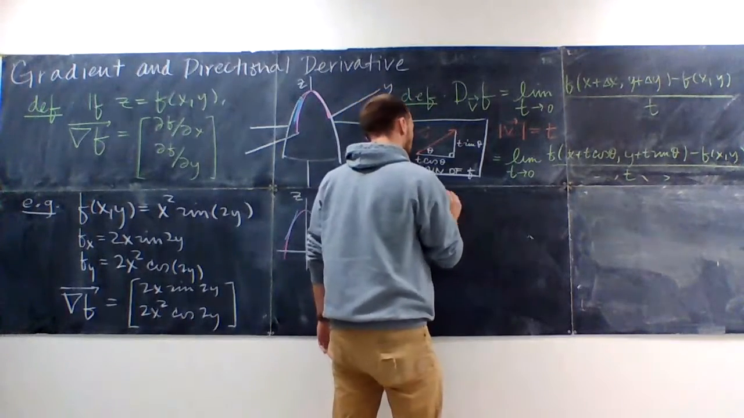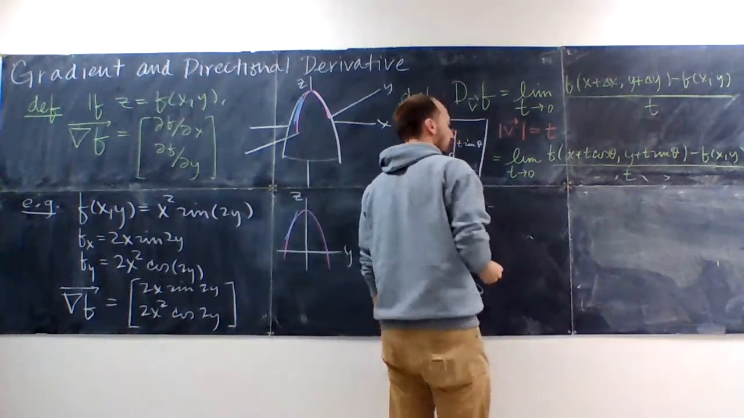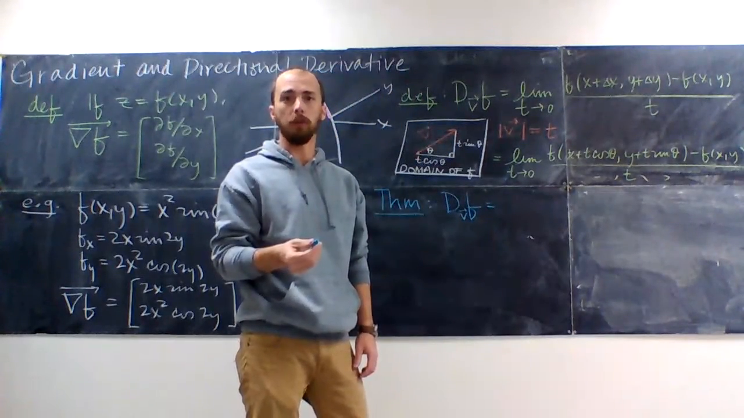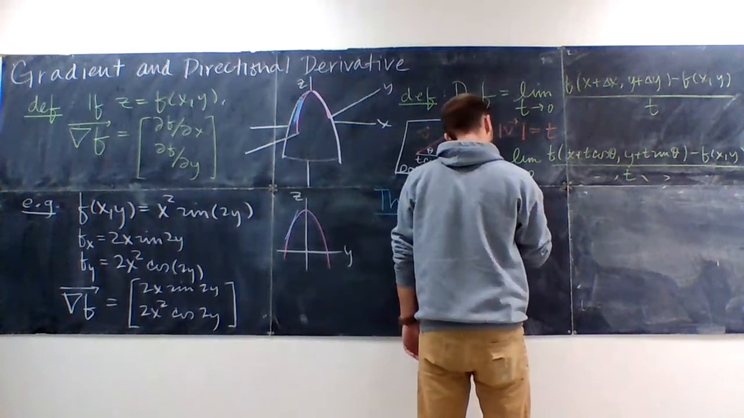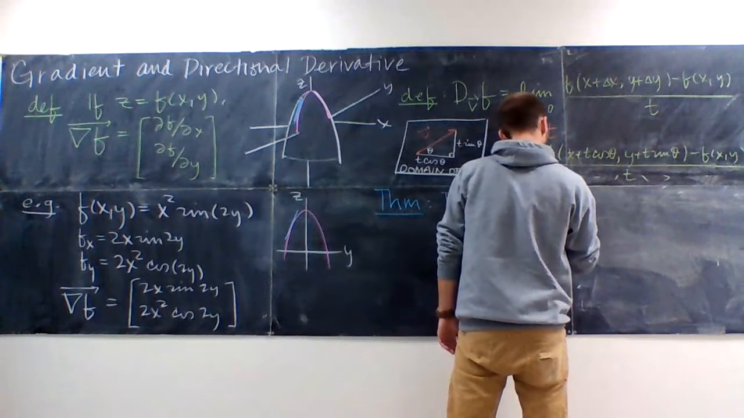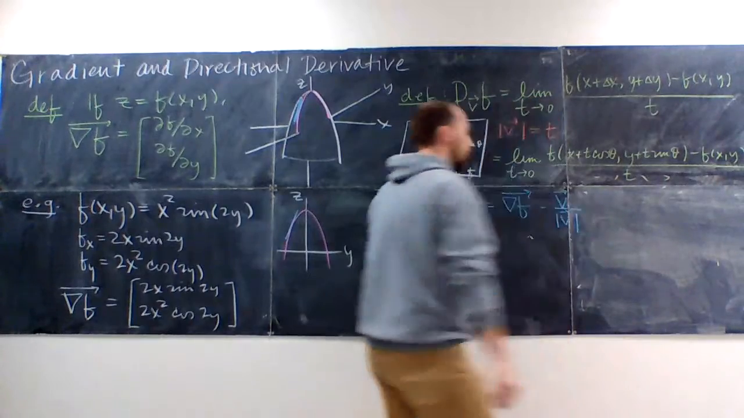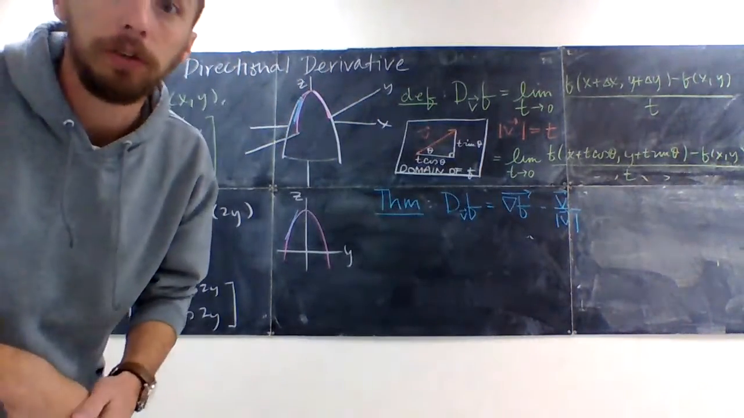The directional derivative of a function f in the direction of v is given by the gradient of f dotted with the unit vector in the direction of v. So gradient f dotted with v divided by the length of v. Okay, and that's going to be how you will want to compute these things.